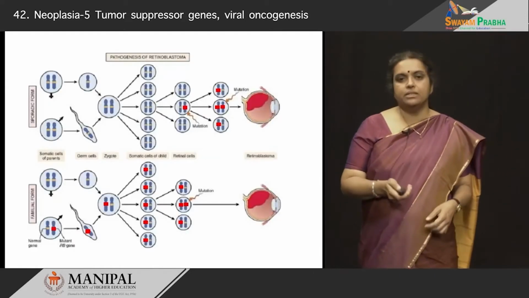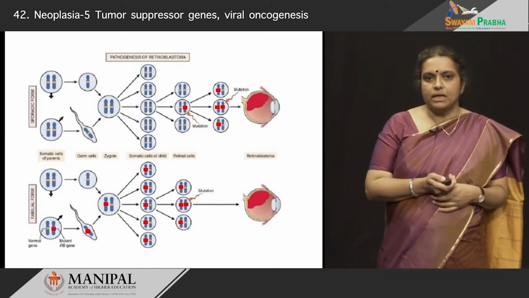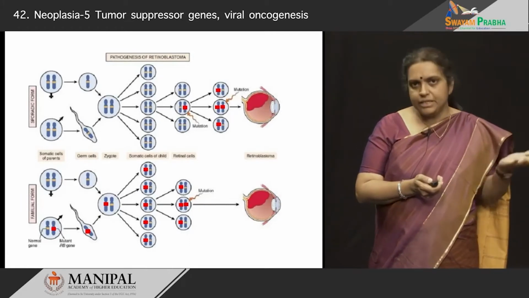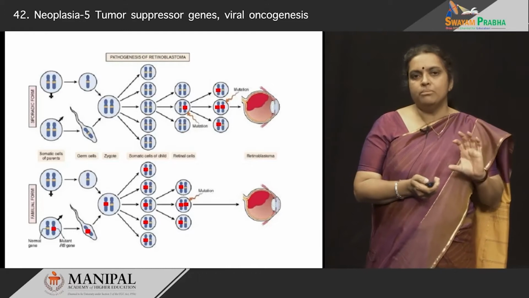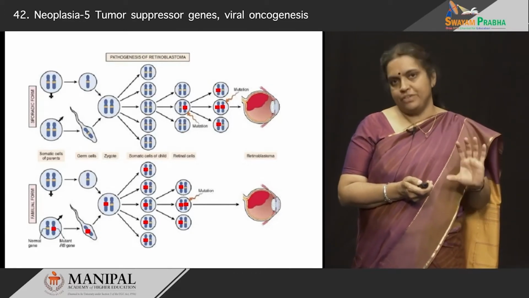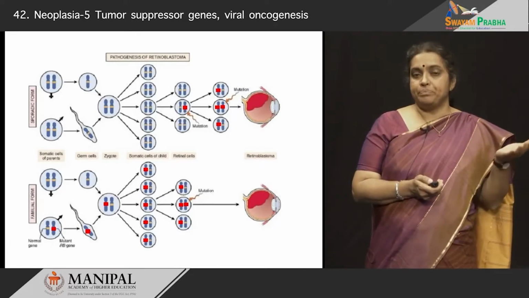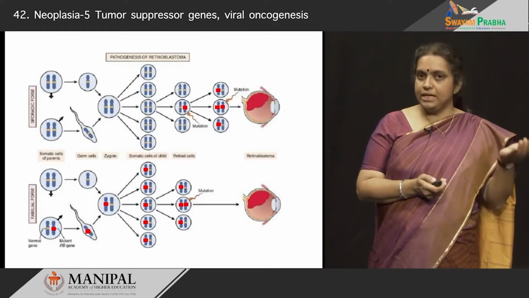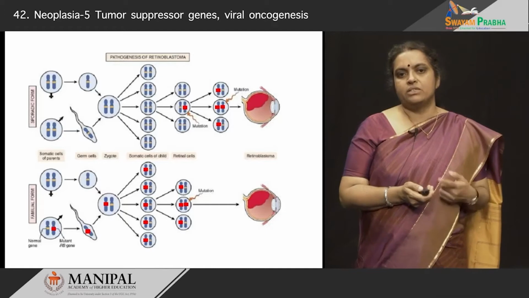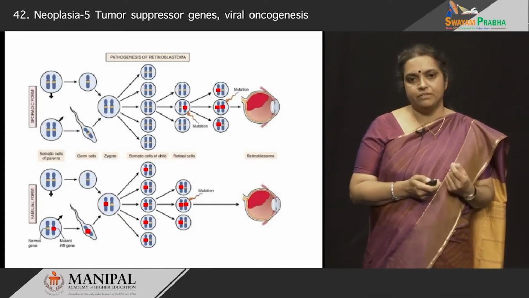Okay, this is a picture that shows you how retinoblastoma develops. The upper panel shows the sporadic form, which can occur in any individual, and the lower panel shows the familial form. There is a familial form of retinoblastoma. By familial, what we mean is that the child, when he is born, is already born with one defective gene. So, germ cells of the individual will have one defective gene.